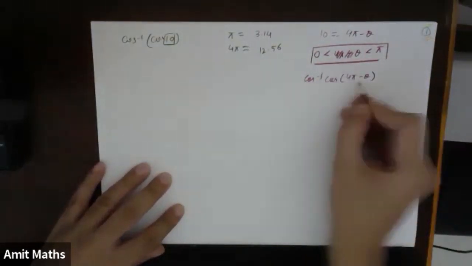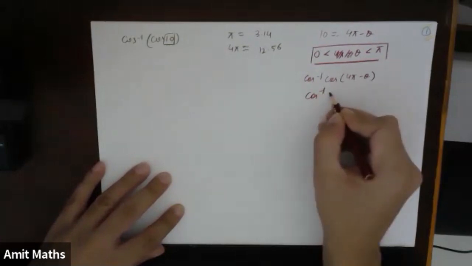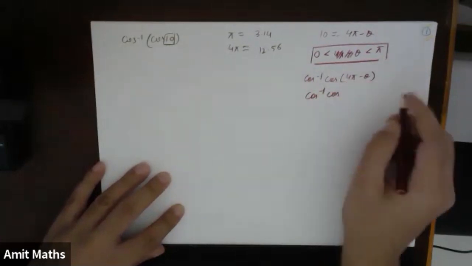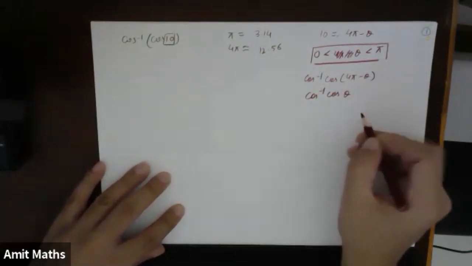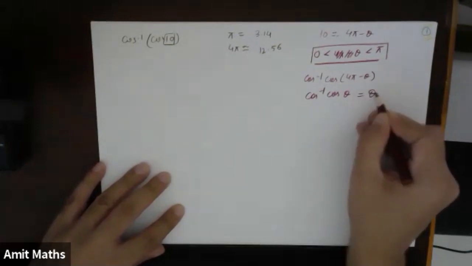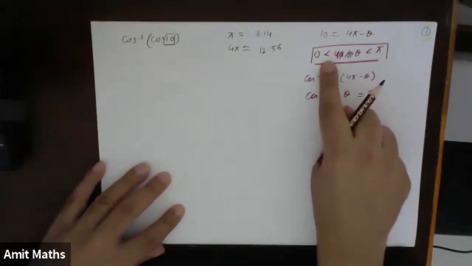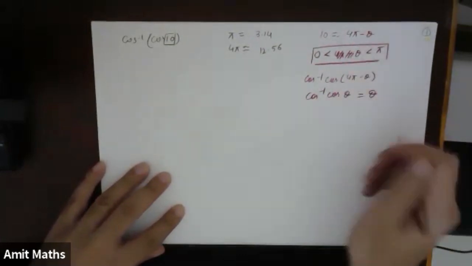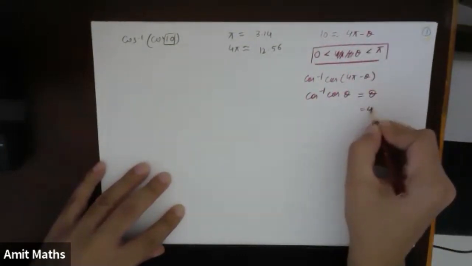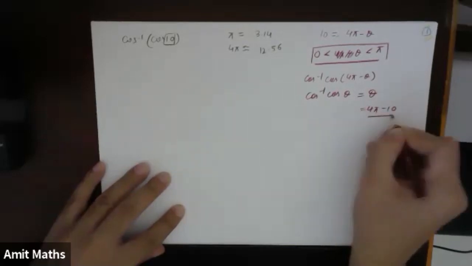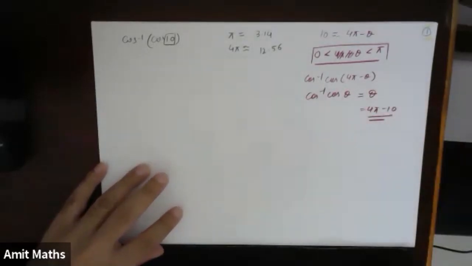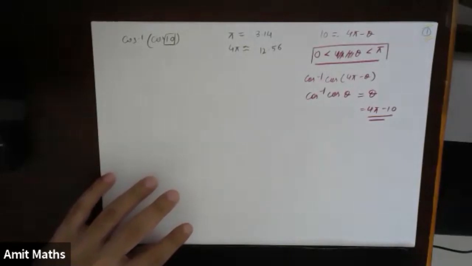So this value will come out to be cos inverse of cos of 4 pi minus theta, which is nothing but cos of theta, and this will give you only theta, because cos inverse of cos theta will be theta, as theta is between pi and 0. And what is theta? Theta is nothing but 4 pi minus 10. This was the answer which we were getting, right?